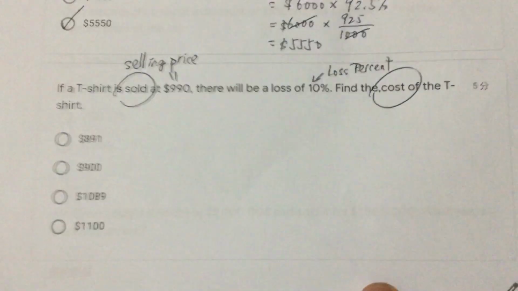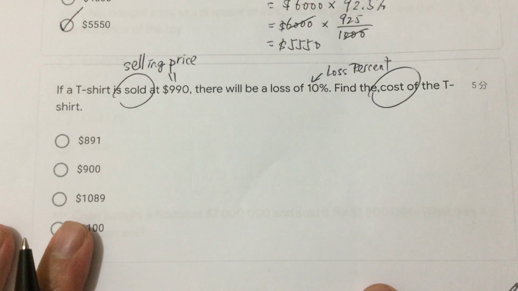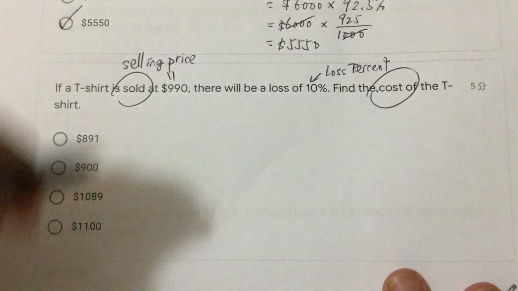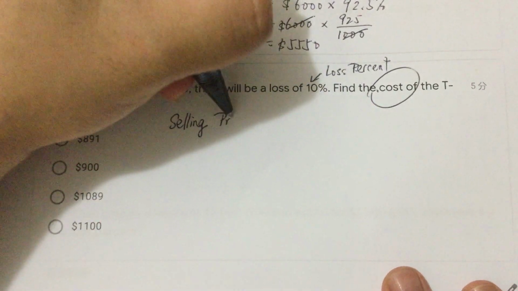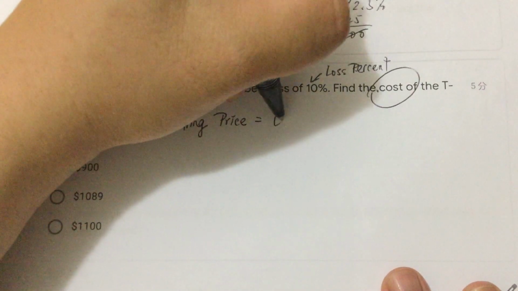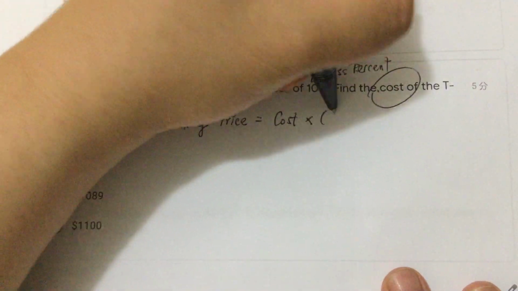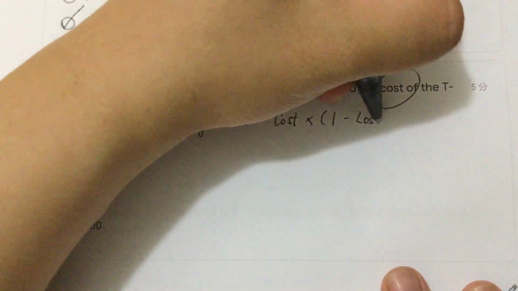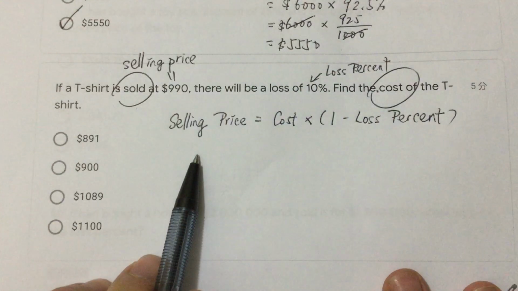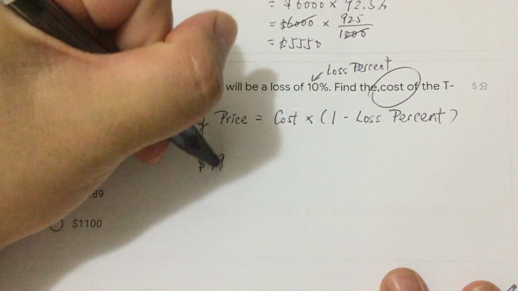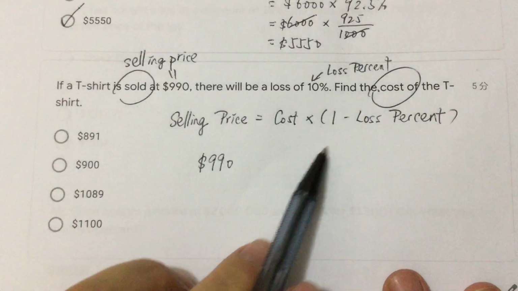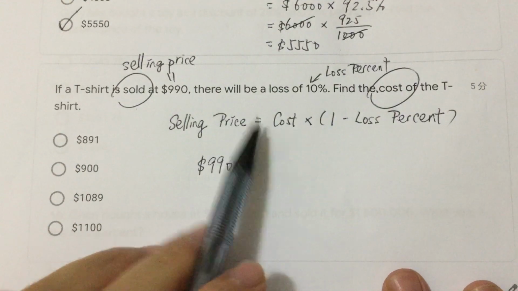And we are going to find the cost of the t-shirt. So that means, once again, we will use the same formula: selling price is equal to cost times 1 minus loss percent once again. But you can notice that this time I will give you 990 on the left hand side. That means we have some right hand side that we must calculate.